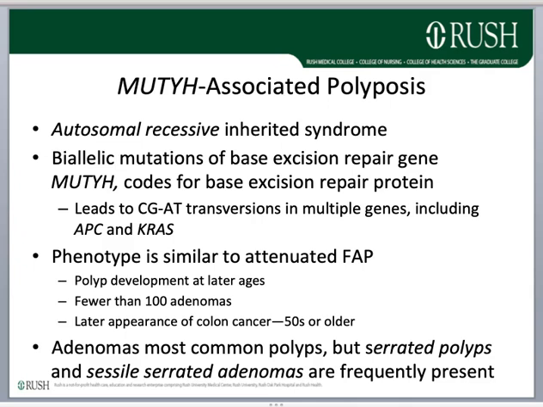Although adenomas are the predominant polyp type in patients with MUTYH-associated polyposis, you can also have multiple serrated polyps and or sessile serrated polyps. So if you have a patient with multiple serrated polyps, it might be worth investigating for this mutation.